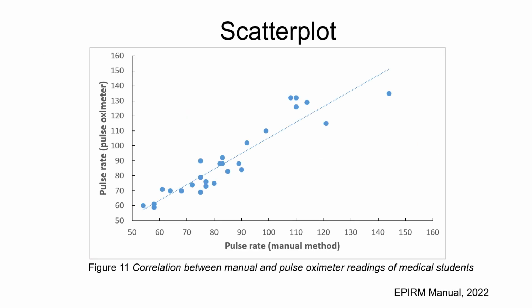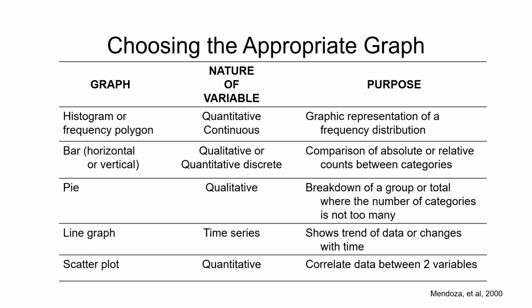To show the relationship between two quantitative variables, preferably quantitative continuous variables, a scatter plot is best. A perfect upward straight line indicates a direct, positive, high, and significant degree of correlation between the variables. The quantitative continuous variable is pulse rate taken using the manual method and via pulse oximeter. This is a summary of the type of graph, the nature of the variable, and its use.